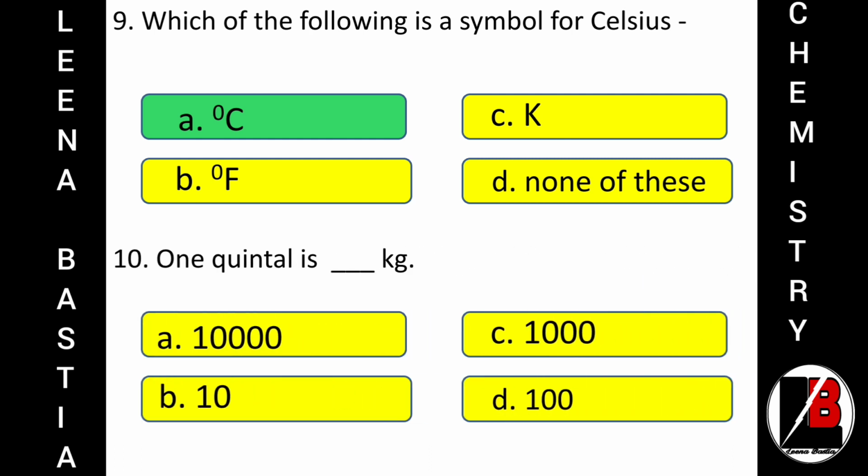And next question, that is, 1 quintal is dash kg. Options are A 10,000 kg, I mean to say here, B is 10, C 1000, D 100. So 1 quintal is dash kg, that answer is 100 kg.